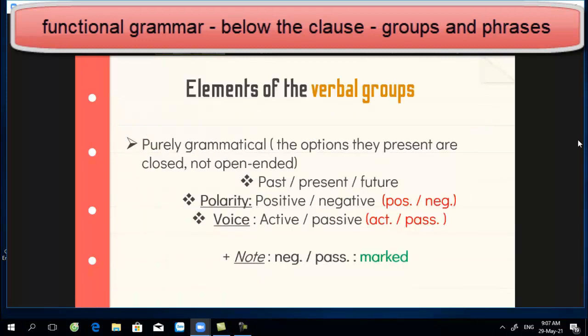So we move to the elements of the verbal group. Broadly, the verbal group is grammatical, and the options present are closed, not open-ended. So we have three things to remember. The first is the past, present, and future. And polarity, we have positive and negative. We don't have notations for positive and negative, so we just write POS, NEG, and the voice. We have active and passive, and we use the abbreviations like this. And we know that the negative and the passive are marked.